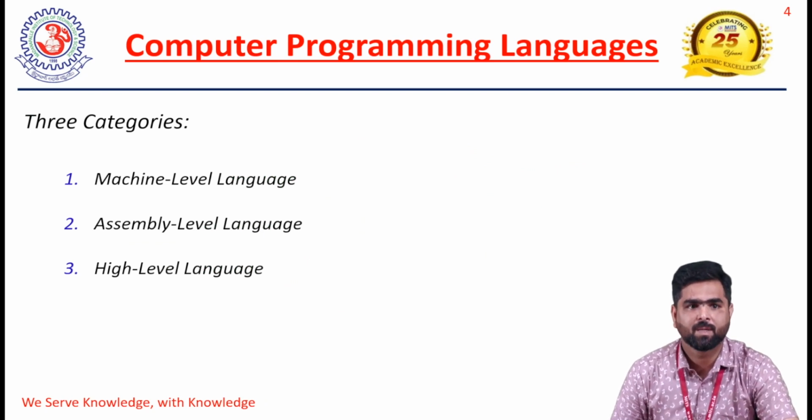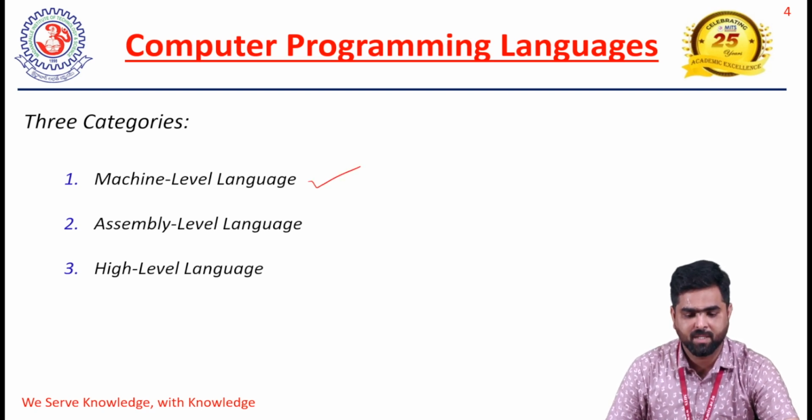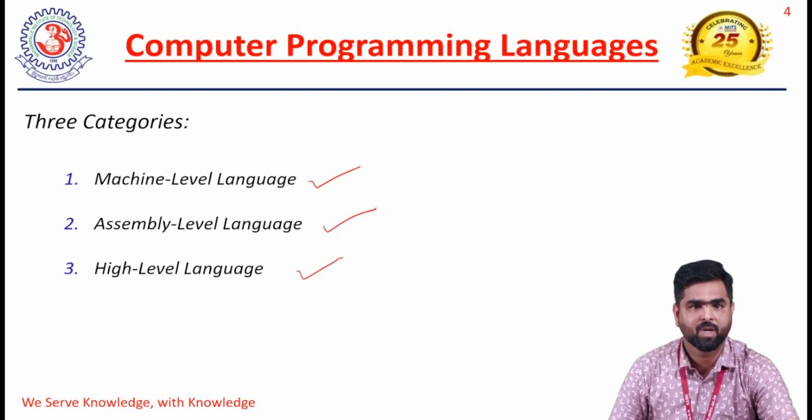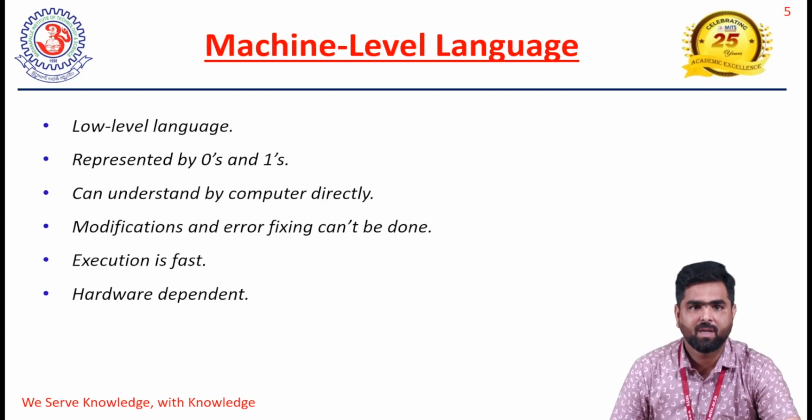Now we will discuss the different computer programming languages. In this lecture, we are mainly concentrating on three categories of computer programming languages. The first one is machine level language, then we will discuss assembly level, and then we will discuss high level programming language.